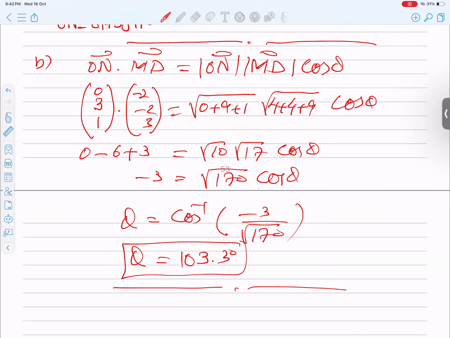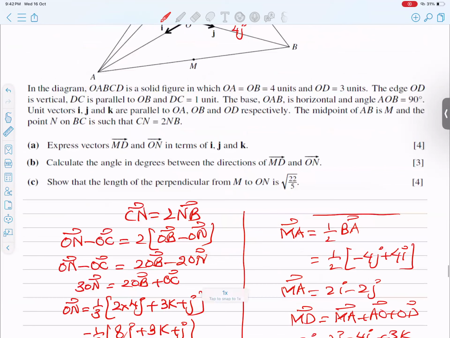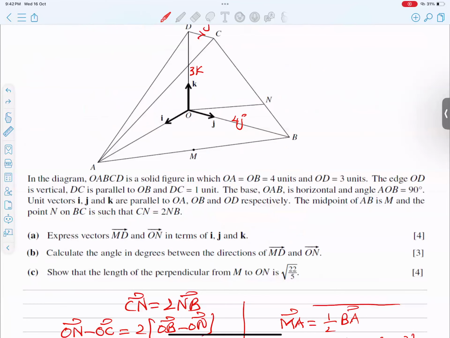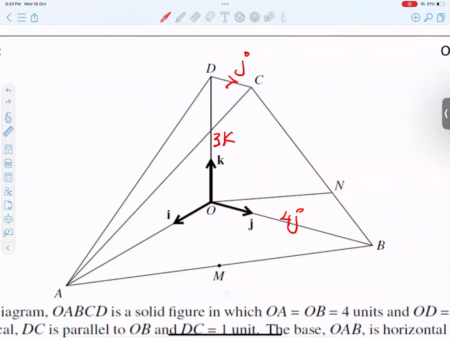And let's go for the last part. The last part is asking for the length of the perpendicular from M to ON. From M. So wait, let me show the diagram. From M to ON. Where is M? M is this. Let me erase all this data, and then you can understand. So this is M. This is a line. You can see this is a line.